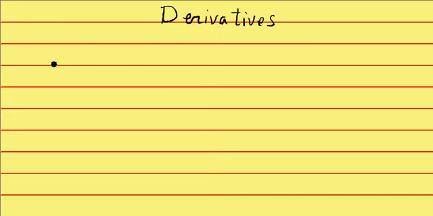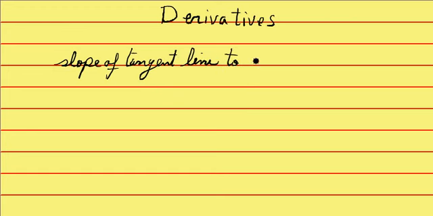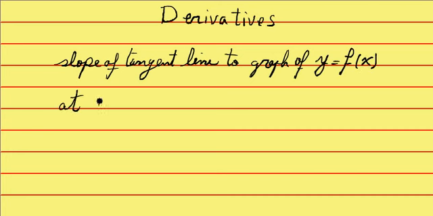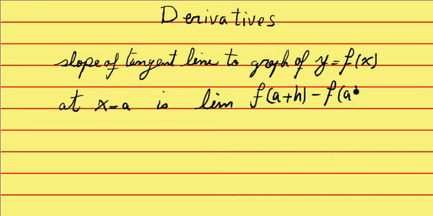So we had that the slope of the tangent line to the graph of y equal to f of x at the point where x is equal to a is the limit of f of a plus h minus f of a over h as h goes to 0.